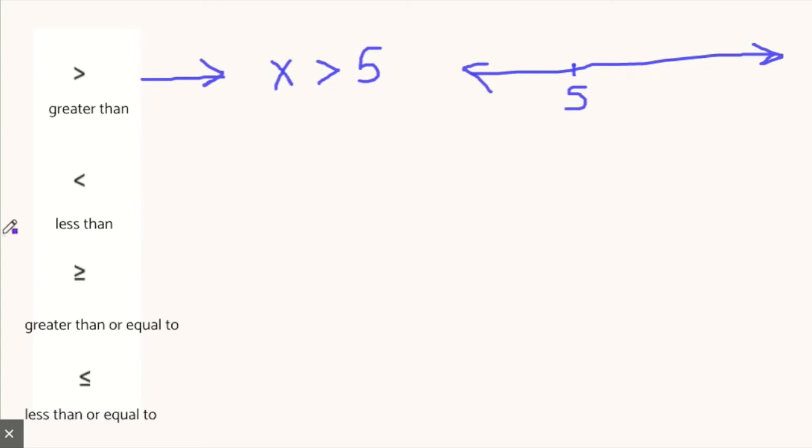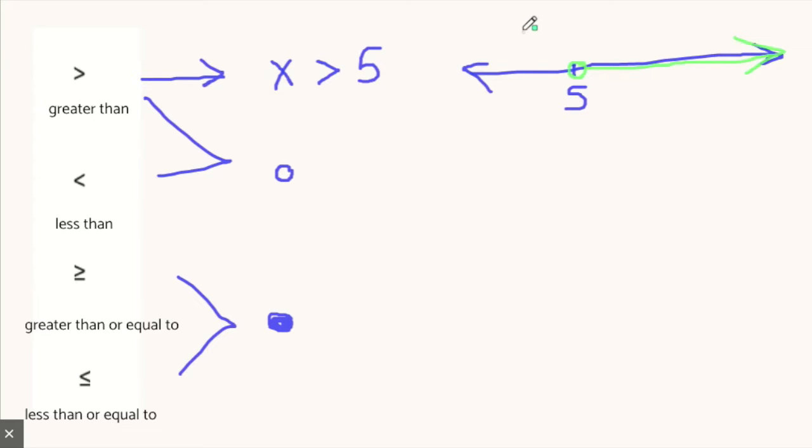If it's greater than or less than, we are presented with an open circle. If it is greater than or equal to or less than or equal to, we're presented by a filled in circle. Because our question doesn't have the line under it, it is just greater than, so we put an open circle on 5, and then we look at the sign. This is greater than, so we are going this way.